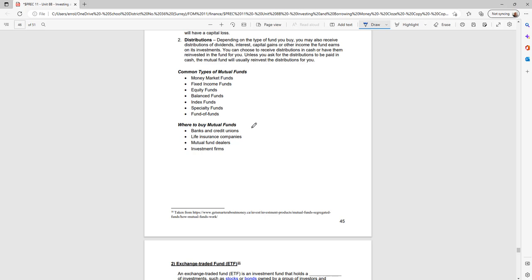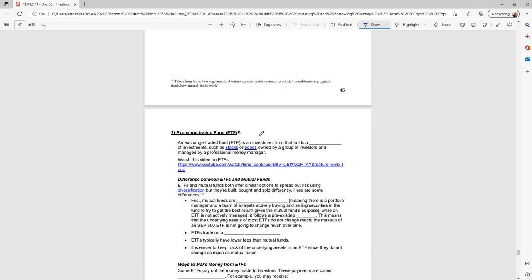The next type of investment you can have is what's called an exchange traded fund, or ETF. An ETF is an investment fund that holds a number of investments, such as stocks or bonds, owned by a group of investors and managed professionally by a money manager. And again, if you want, you can watch this video.